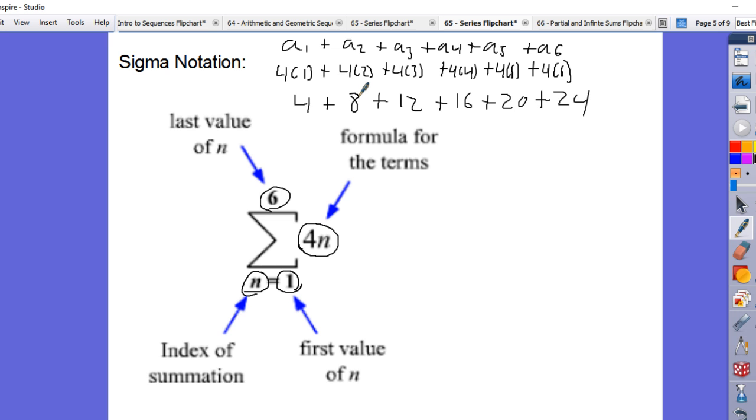So 4 plus 8 is 12, plus 12 is 24, plus 16 is 40, plus 20 is 60, plus 24 is 84.